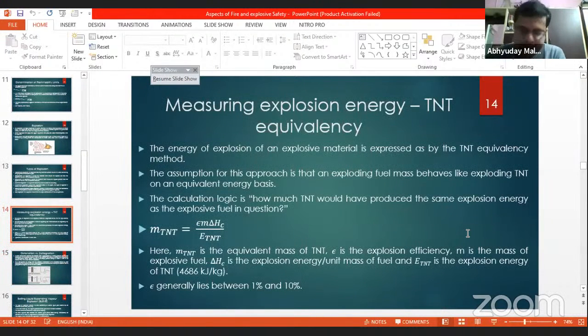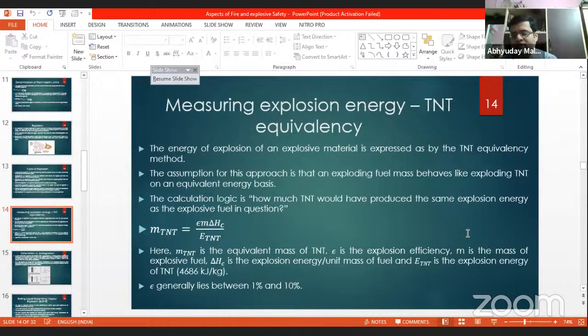Now, as I have said, an explosion releases a tremendous amount of energy in a very short time. And how do we quantify the energy that is released? This is generally quantified in terms of TNT equivalency.